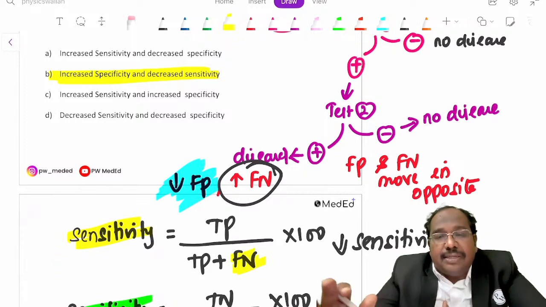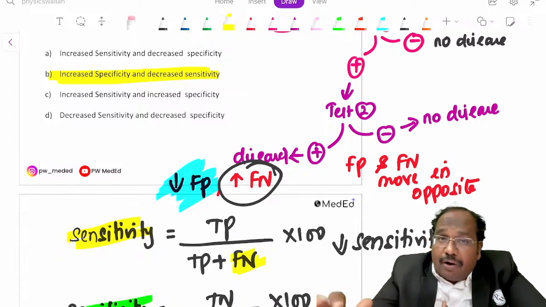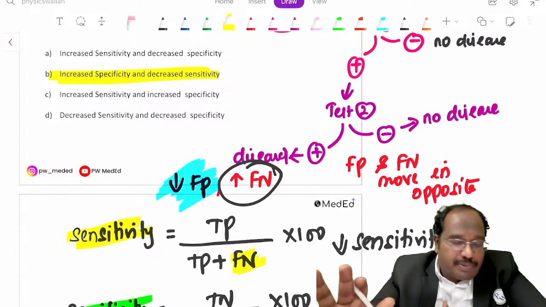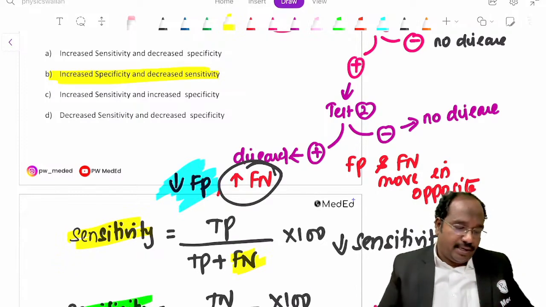Now in this circumstance, just think what will happen logically. There will be less chance of false positives. I said that false positives and false negatives move in opposite directions. So based on that, you can see the formula of sensitivity and specificity. Yes. Okay, fine. Hope this is clear. Hope you understood this.